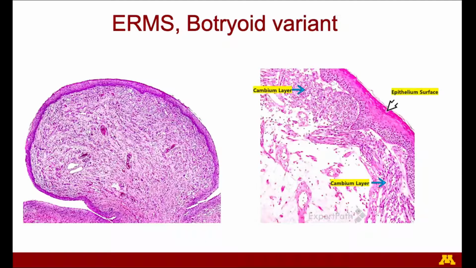Both variants of rhabdomyosarcoma present as an exophytic polypoid growth from underneath the mucosal surface. The tumor has variable cellularity with usually abundant loose myxoid stroma. A characteristic finding in this sarcoma, as shown in the right image, is the presence of a superficial zone of increased cellular density underneath the epithelial surface. This zone is termed the cambium layer.